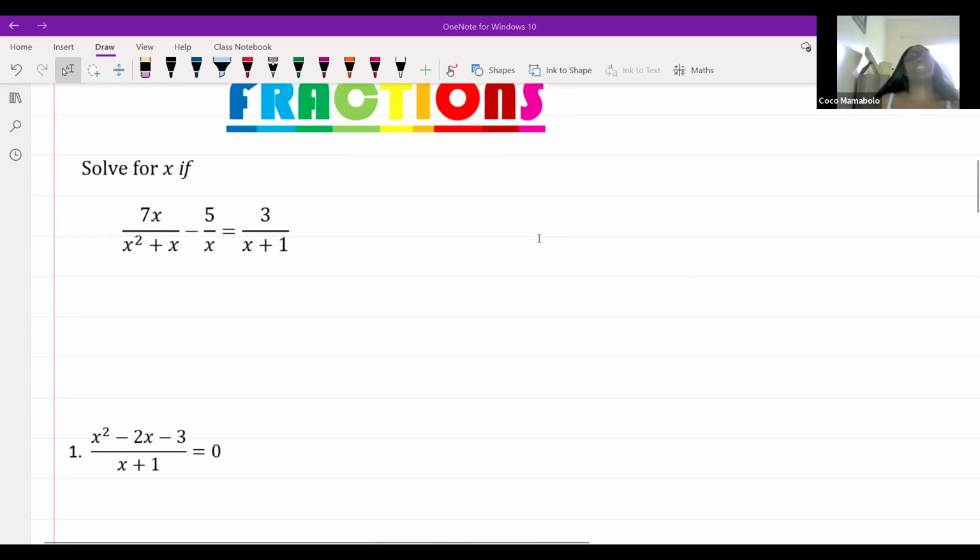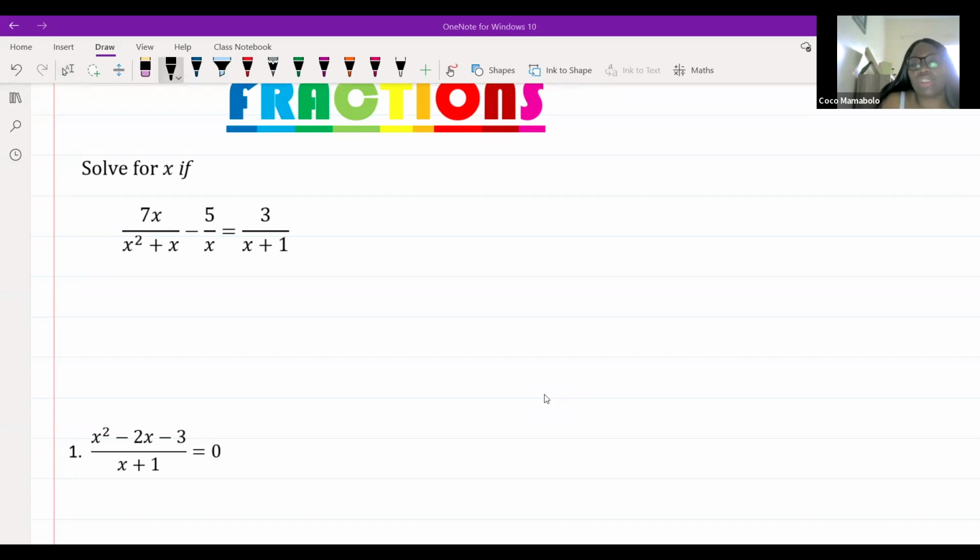All right. So let's start with this equation over here that we've been given. We're going to start with this one. It says here, solve for x if 7x over x squared plus 2 minus 5x is equal to 3 over x plus 1. Now, let me ask this question, guys.